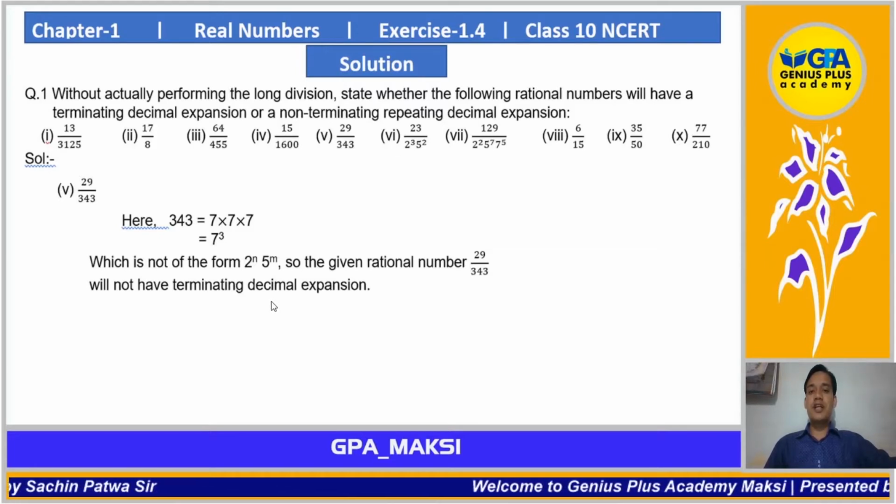Now our next question is question number 6, 23 by 2 raised to 3 into 5 raised to 2.